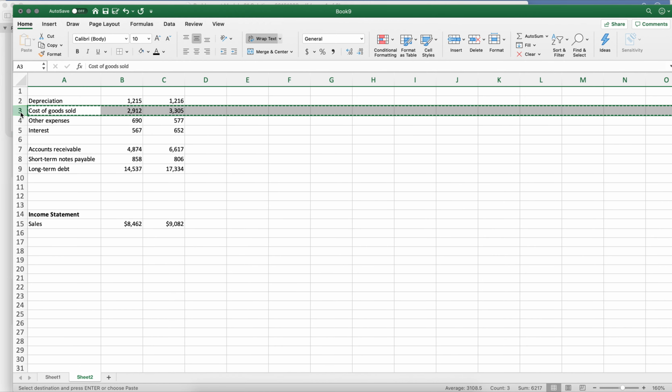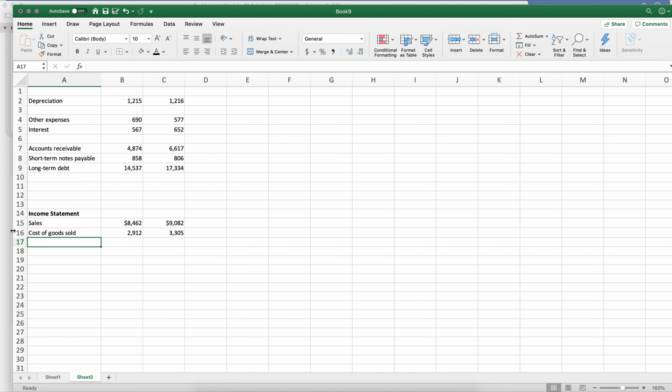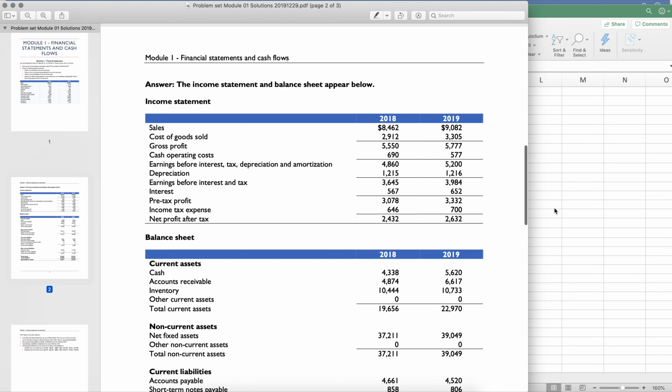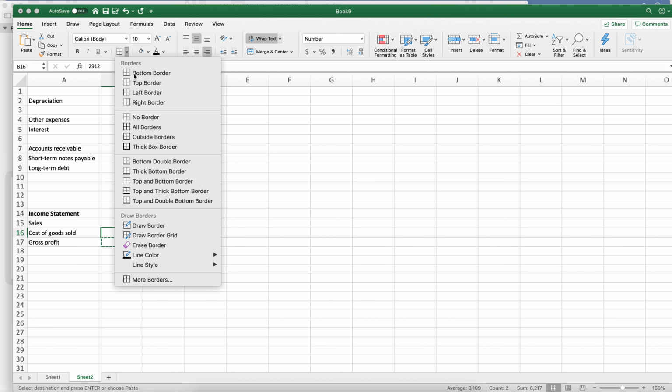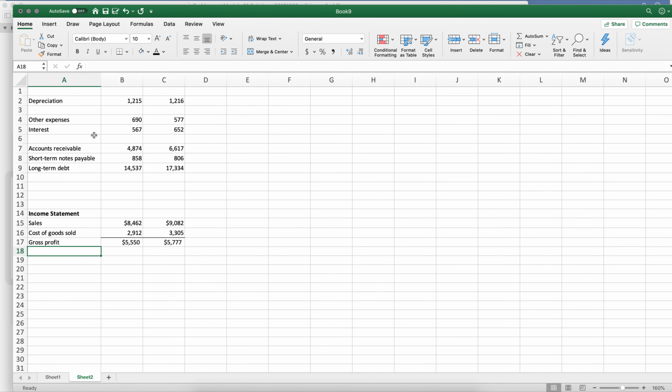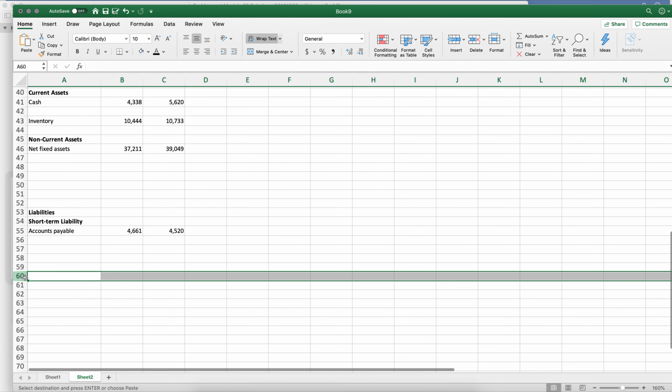Alright, cost of goods sold is going to be the second thing on the income statement. And what does he call this? He calls it gross profit. Let's add our little bottom border here. Okay, so what comes next on this? These are all going to go on the balance sheet.